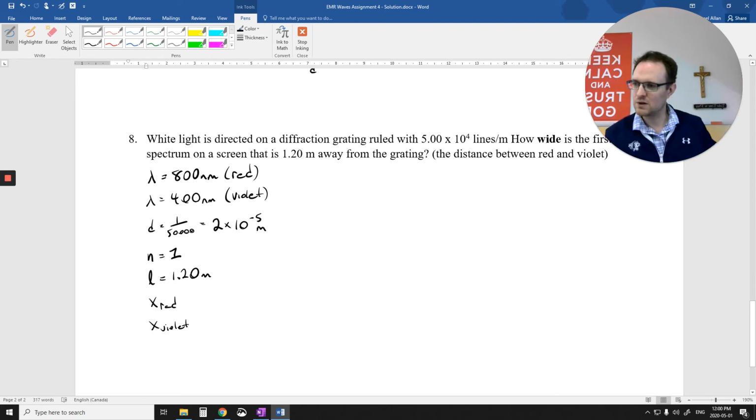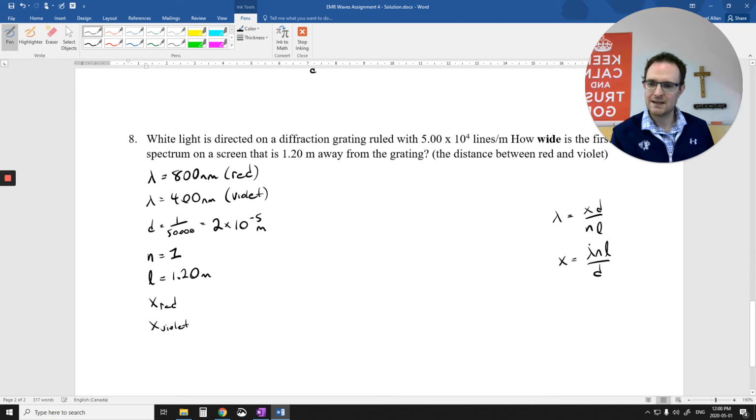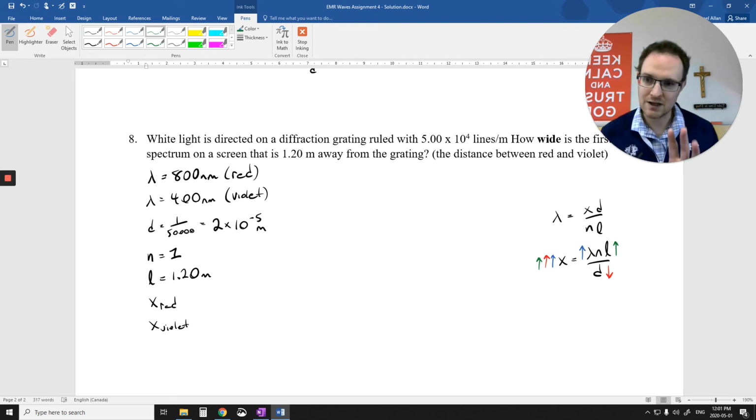There's going to be a difference between those two because the wavelengths are different. And I know that because I can use that other formula, the one we don't like, x = λL over d. If I rearrange this for x, that's what we're trying to find anyway. I could see that if my wavelength were to go up, so would my x. If my d goes down, my x goes up, because they're inversely proportional to each other. If the distance to the screen goes up, x also goes up.